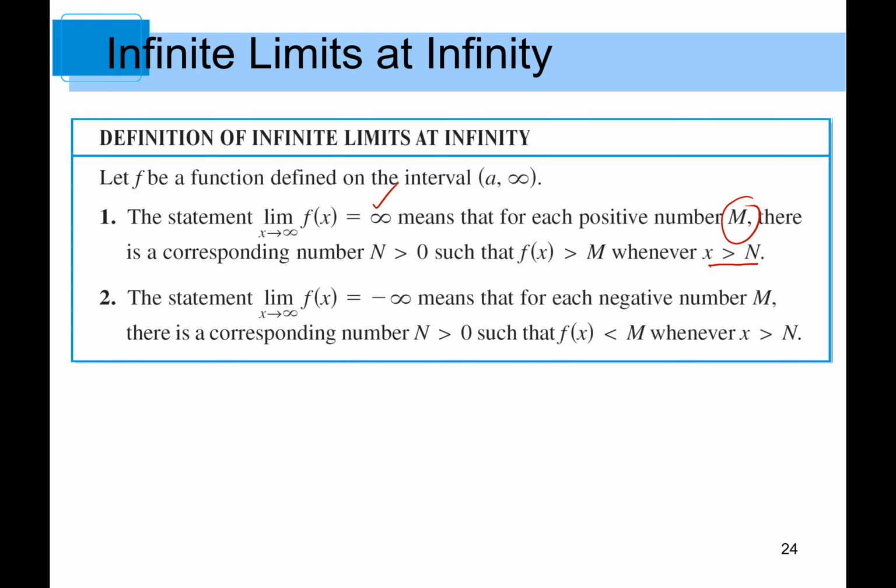The statement limit when x approaches positive infinity of f of x equals negative infinity means that for each negative number M, there is a corresponding number N, which is greater than 0, such that f of x is less than M whenever x is greater than capital N.